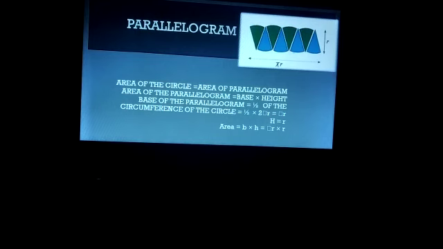We only know about the parallelogram, so for that we are dividing the circle into triangle portions and arranging them. Look, base into height is the parallelogram. So what is the base? Half of the perimeter, or circumference, of the circle. Circumference, you know that. Half of the portions are arranged on the bottom, and half on the top, like this.